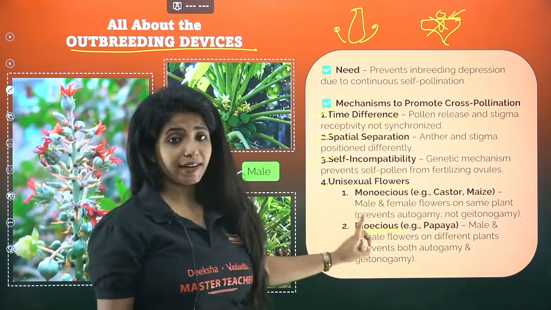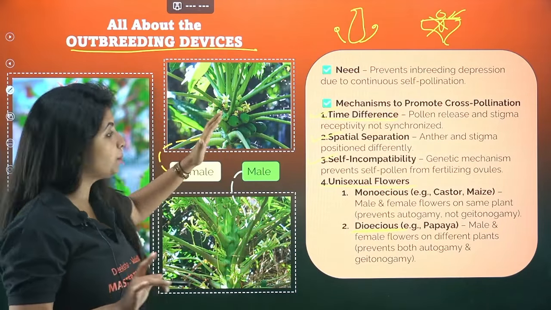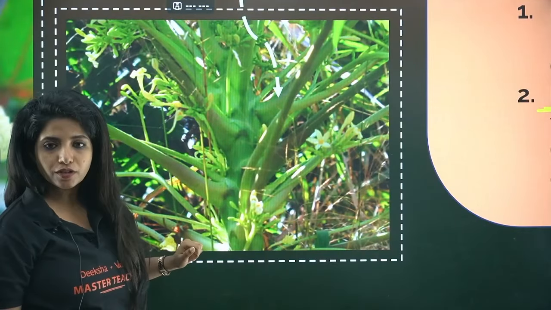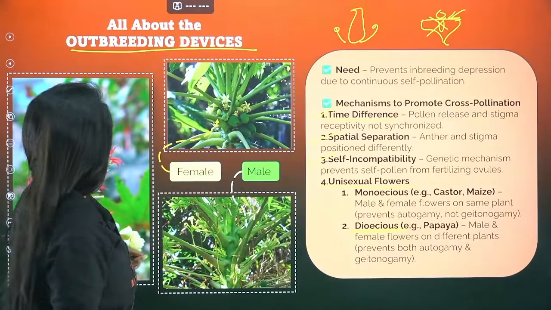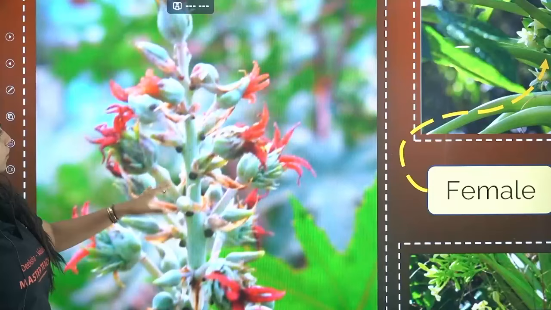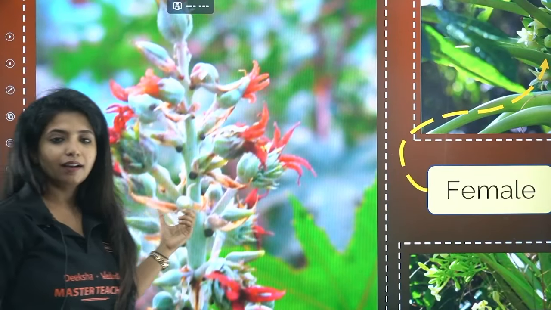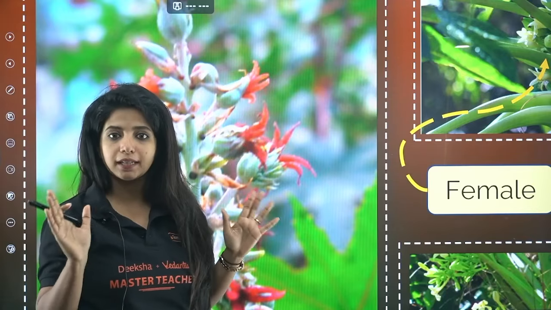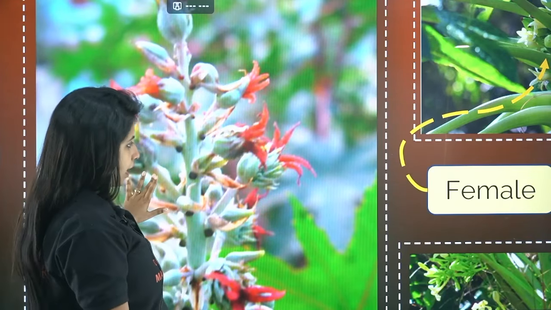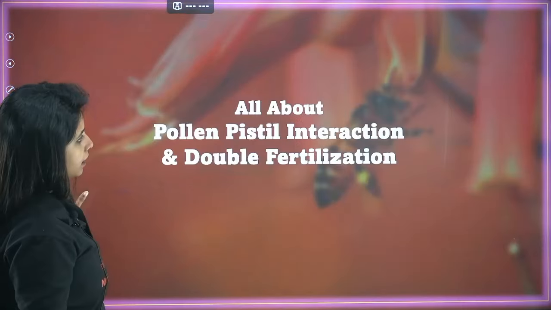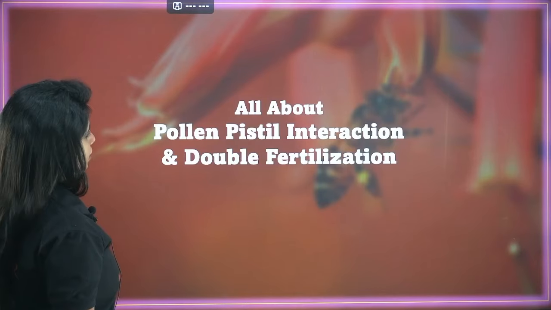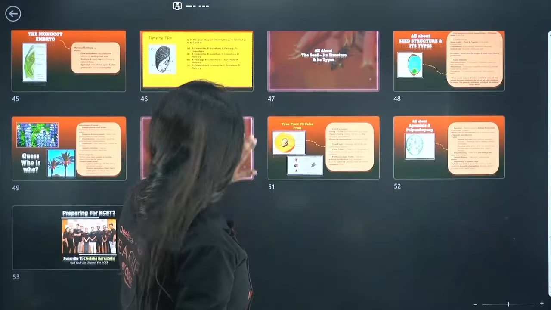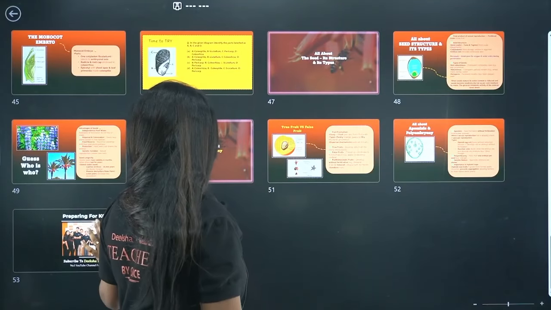Cool? Dioecious, it's papaya. I showed you the picture as well. So this is the female flowers, and that is going to be the male flowers. Okay? And this is castor, my dear children, where the flowers, as I said, male and female flowers, are there on the same plant itself. There are no two separate plants. Got it? So I think with that, we have ended everything which is there.